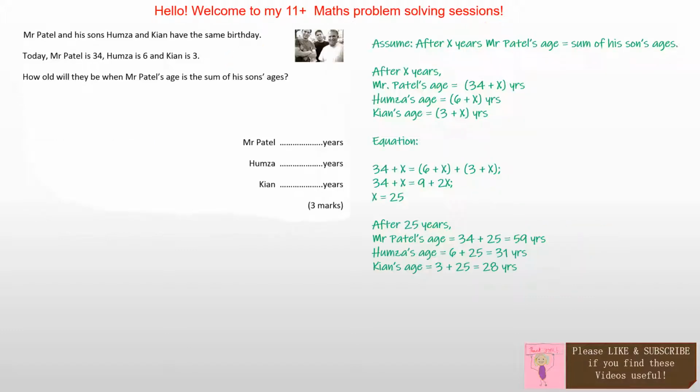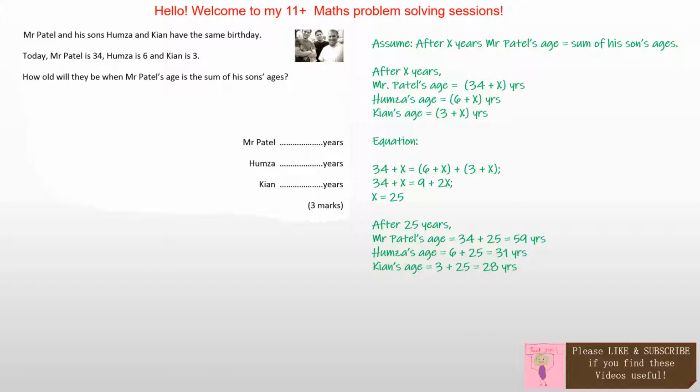Okay, moving on to the next question. So I have this one. Mr. Patel and his sons Hamza and Kian have the same birthday. Today Mr. Patel is 34, Hamza is 6, and Kian is 3. How old will they be when Mr. Patel's age is the sum of his sons' ages?